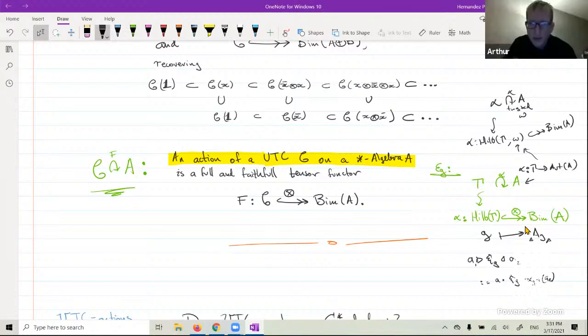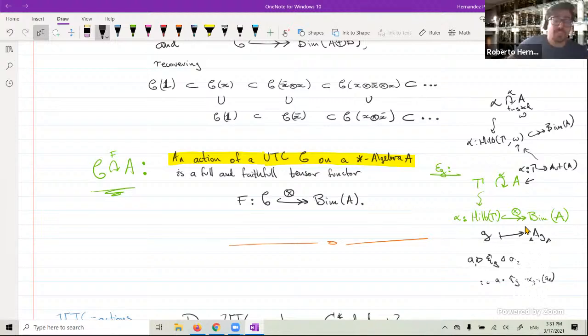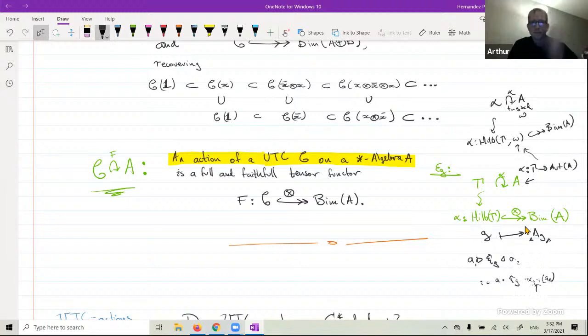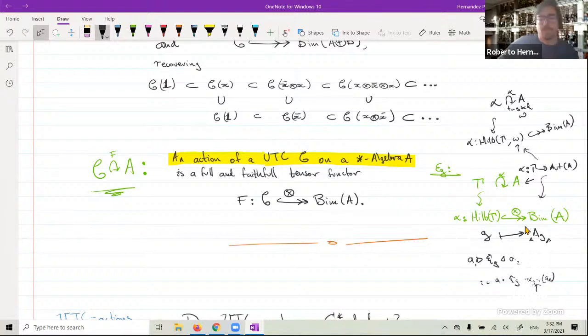So what is AG? AG as a vector space is just A. I'm just denoting that you're twisting the multiplication on the right by the group action. Okay, got it. Thank you. Yeah. So basically, we're promoting this formalism to now a tensor categorical formalism.